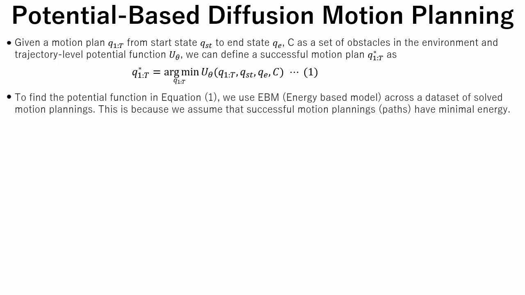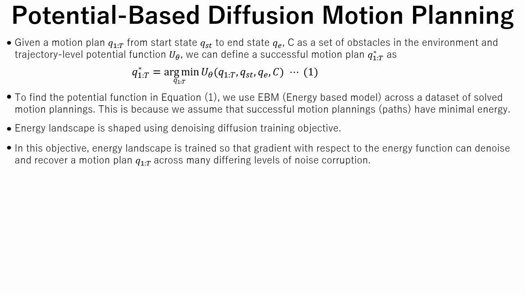To find the potential function in equation 1, energy-based model across a dataset of solved motion plannings is used. This is because we assume that successful motion plannings have minimal energy. Optimization of energy landscape can be done with several methods. In this tutorial, we will use denoising diffusion training objective. In this objective, energy landscape is trained so that gradient with respect to the energy function can denoise and recover a motion plan across many differing levels of noise corruption.